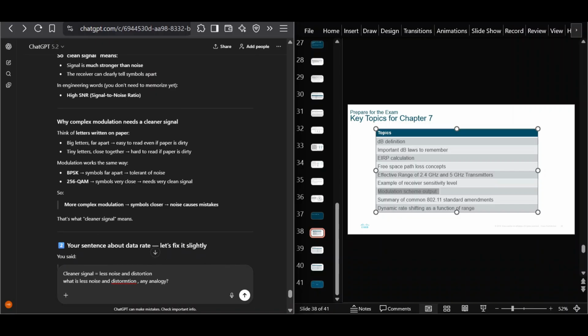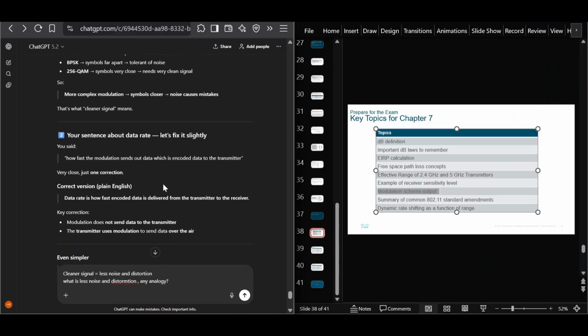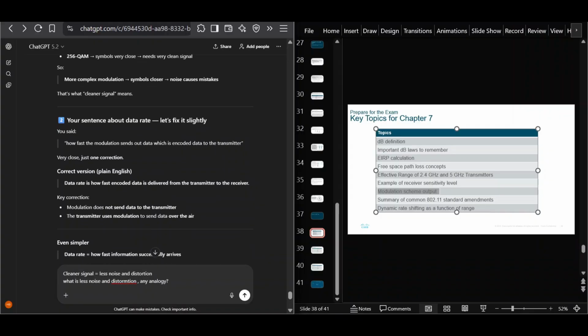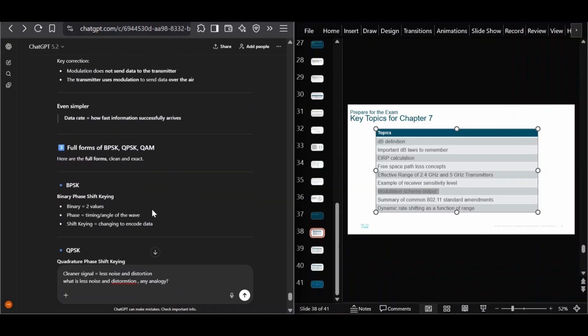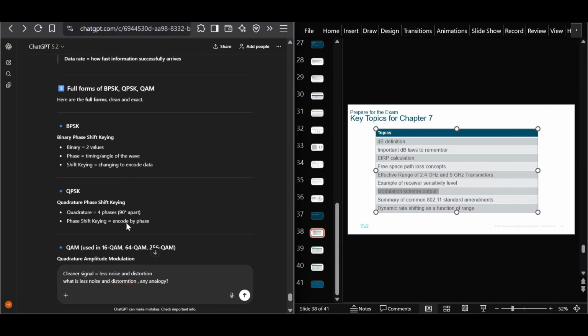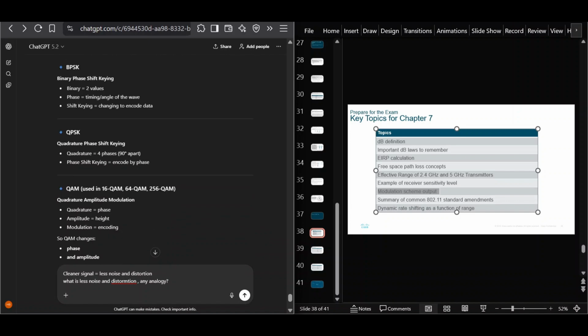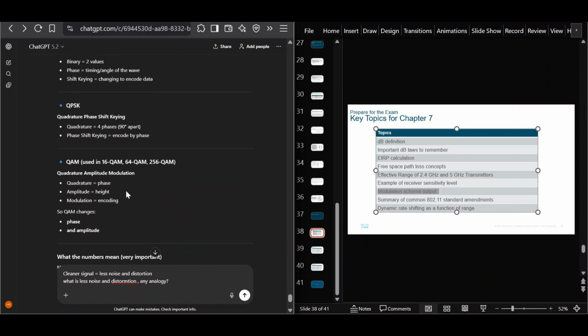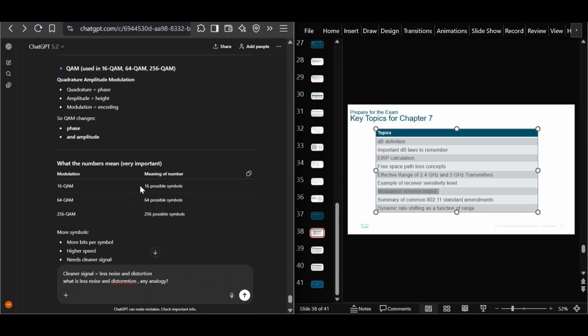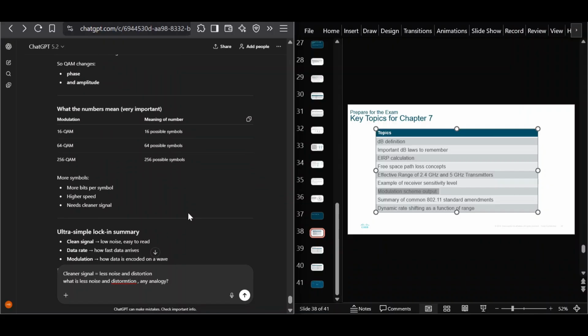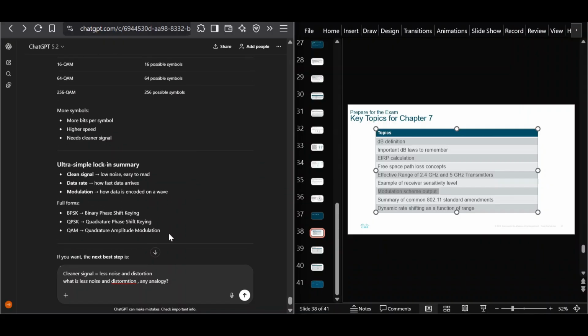Okay, modulation basics. Data rate is how fast encoded data is transferred from the transmitter to the receiver. Okay, to the receiver, like amplified. Full forms: binary phase shift keying, quadrature phase shift keying, quadrature amplitude modulation. 16 possible ways, 64, 256 possible ways. Basic is binary, then quadrature. Okay.